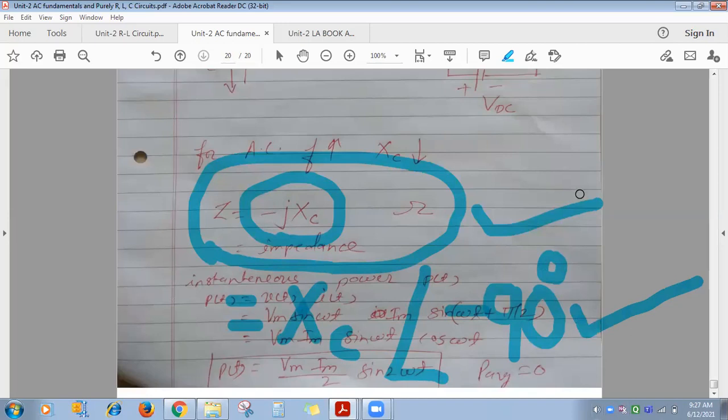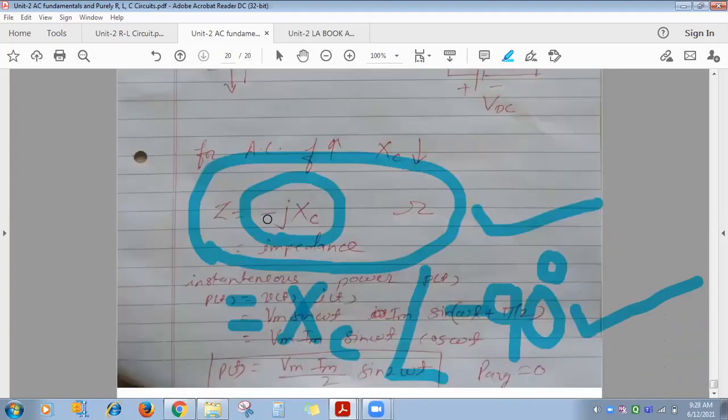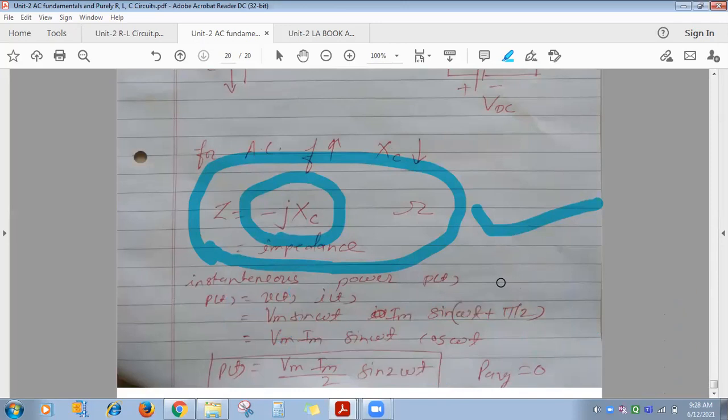When we solve the numericals, it will be more clear to you why here minus jXC and why above plus jXL, and then how to convert this rectangular to polar. In the further part we'll see, it will be clear. Right now, maybe some of you are not getting it, but when we finish with RL and RC and the numericals on that, you will easily get this point. Okay.